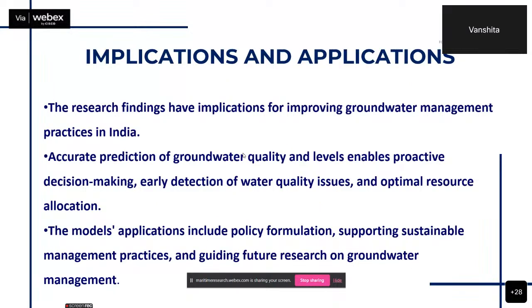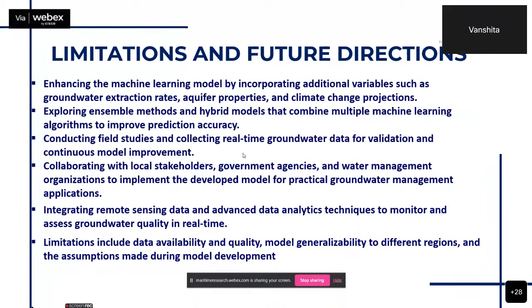So talking about implications and applications, the research has implications for improving groundwater management practices in India. This can enable decision making, early detection of water quality issues, and optimal resource allocation. These models can be further included in various government policies and can be used to successfully predict groundwater level and quality in future. Talking about limitations and future directions.